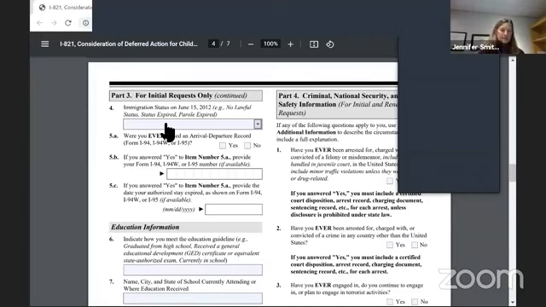So, this question is asking, what was your status on June 15th, 2012? Well, you had to be in the US on that date. That's one of the requirements. And you could say no lawful status. You could say that I had status, but it expired, or some other status. The most common answer here is no status on that date.